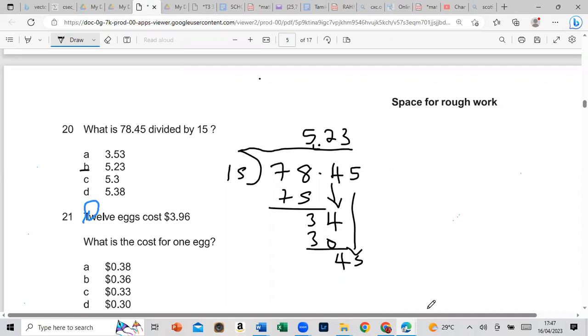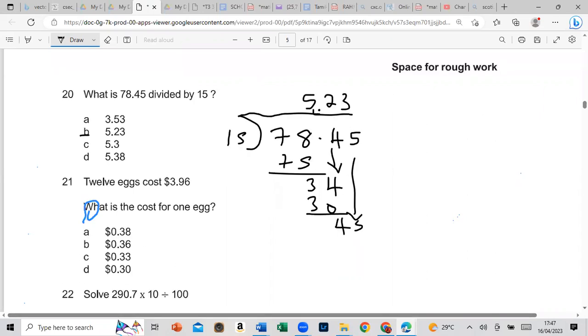All right. Tara was saying that she got this already. 12 eggs cost $3.96. Sir, I got the answer. Yeah, that's what I was saying. What is the answer? Sir, the answer is C. That is correct. Divide 3.96 by 12, because 12 eggs is a dozen. Because it's 12 eggs, we need to find out what it is for 1, right?